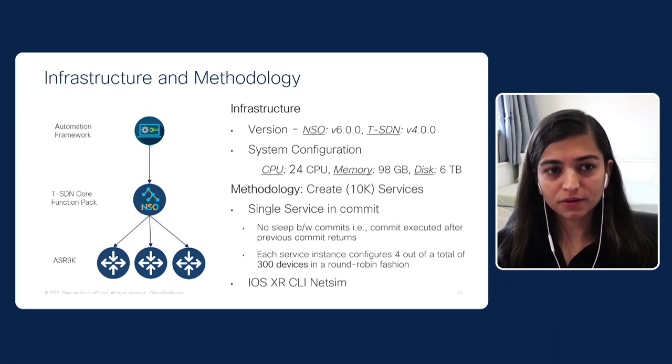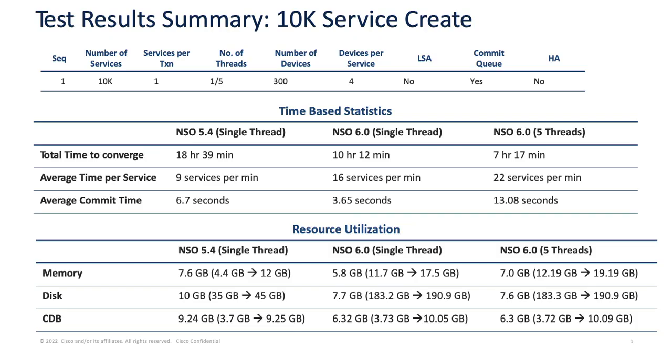Now, in terms of numbers or the test results, this is how it looks. So we start with 10K services. Each service has 4 devices, total of 300 devices. We'll also test this use case with single thread as well as multi-thread. And we will test with commit queue enabled for this particular case. There's no LSA or HA in this case.